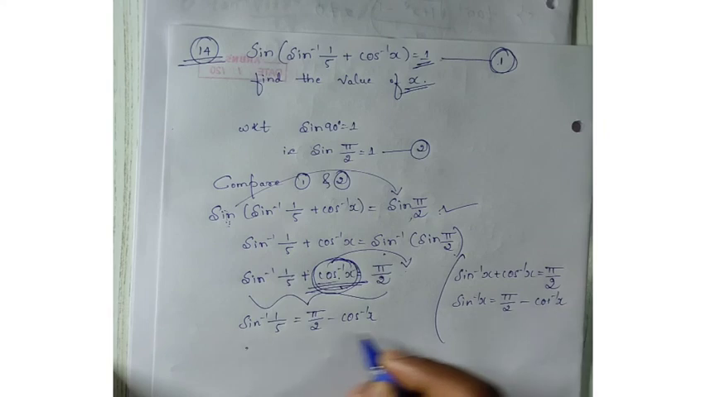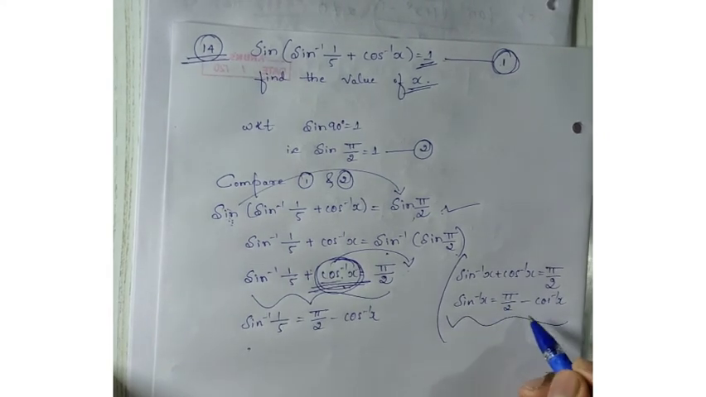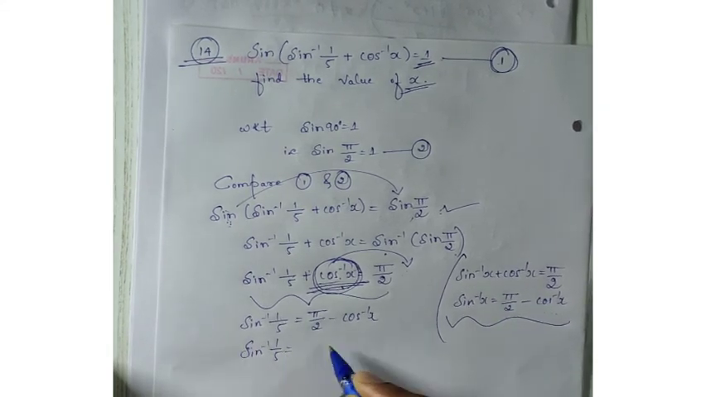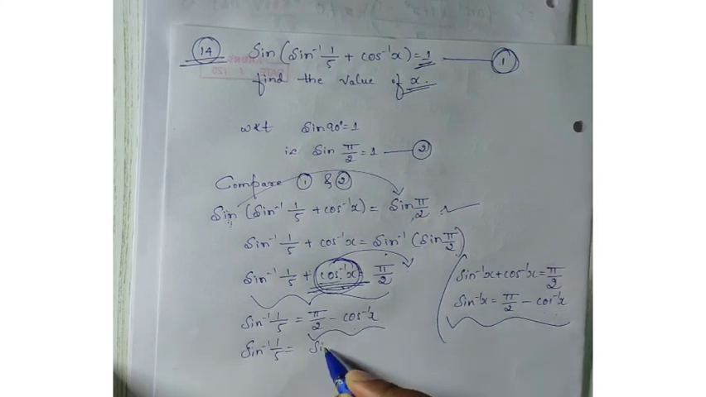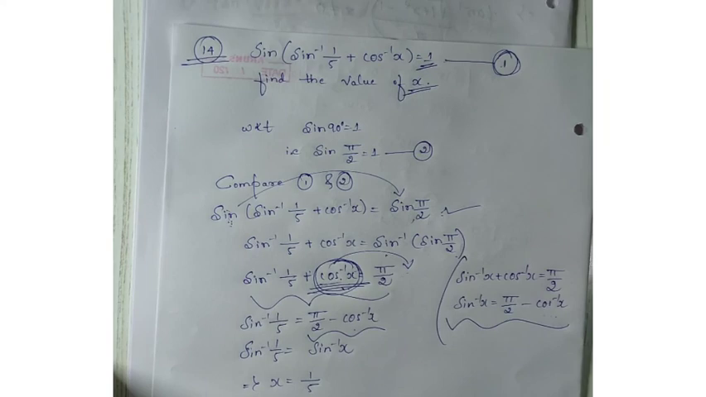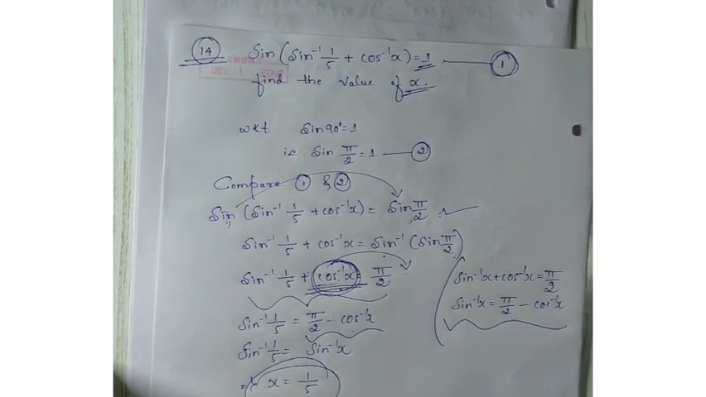Now we know that pi by 2 minus cos inverse x can be written as sin inverse x, right? Therefore, sin inverse 1 by 5 is equal to sin inverse x. So this is nothing but x is equal to 1 by 5. So here the value of x is 1 by 5. So we have found the value of x.